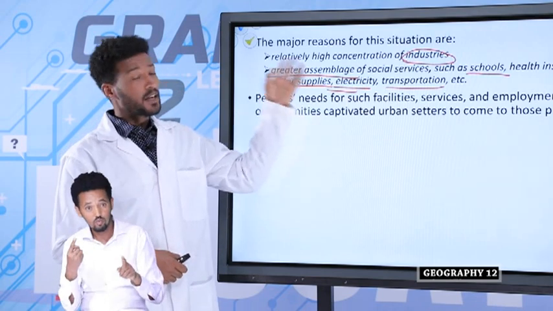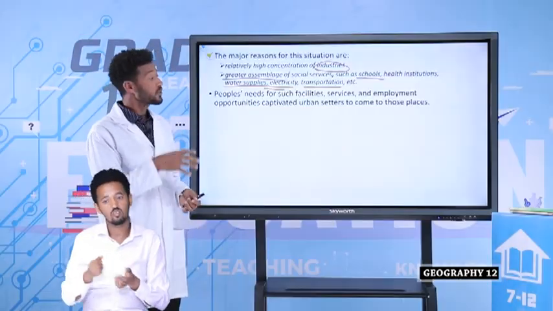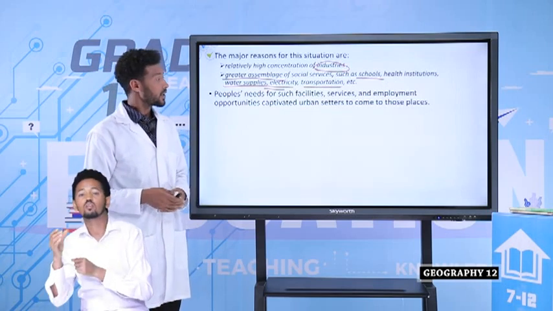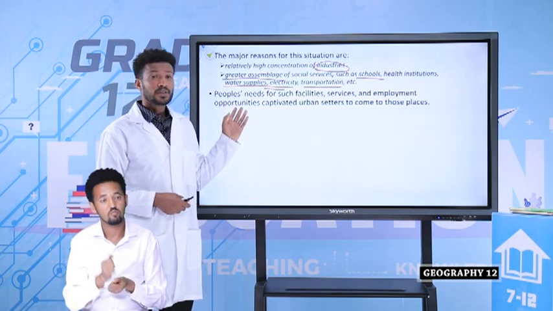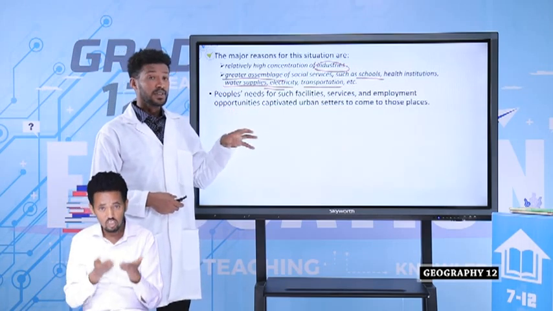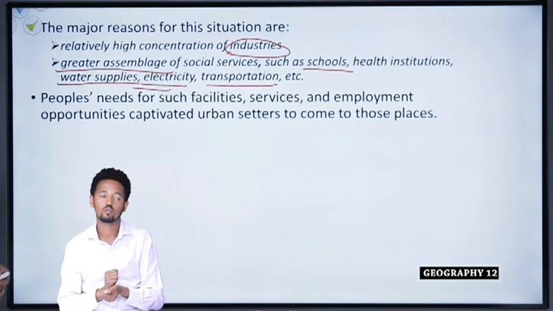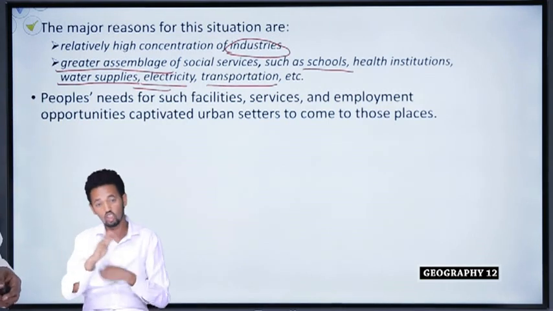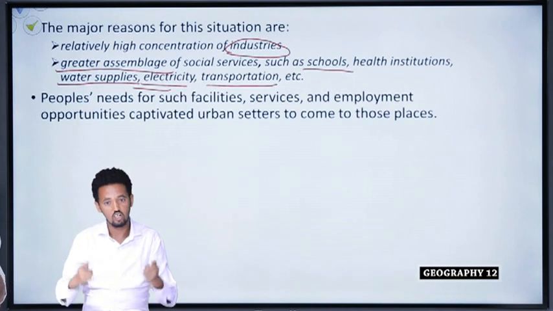Therefore, if these things are fulfilled, people need such facilities and move to the central parts of the country. That's why there is an opportunity for these services in the region of Showa. That's why we call Addis Ababa or Showa and Hararge the most urbanized regions in the Ethiopian context.